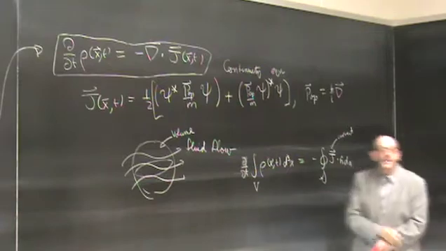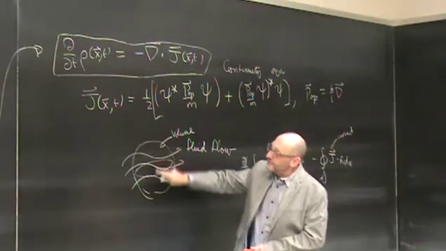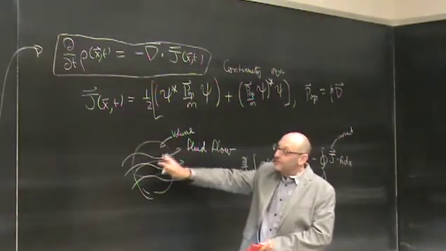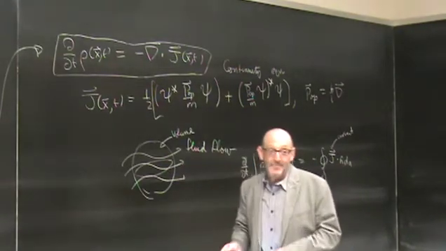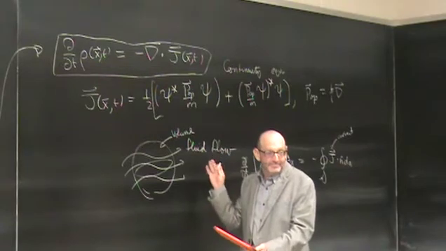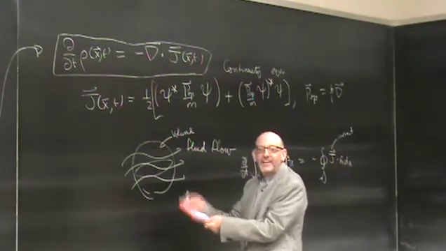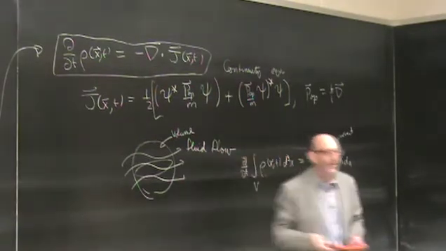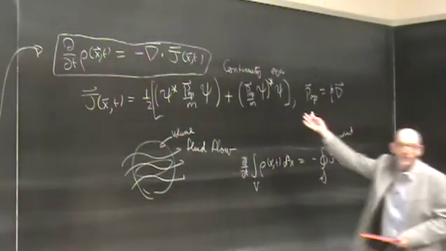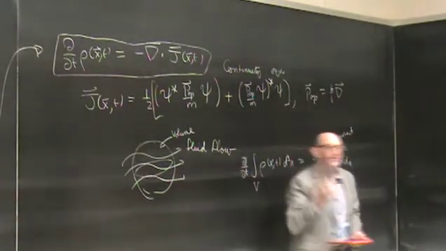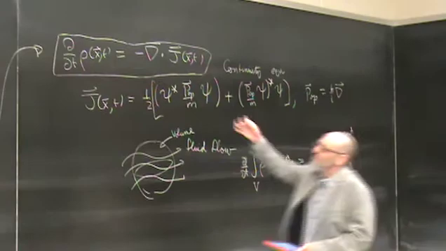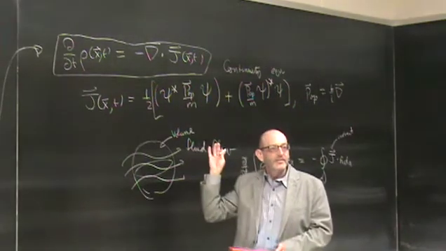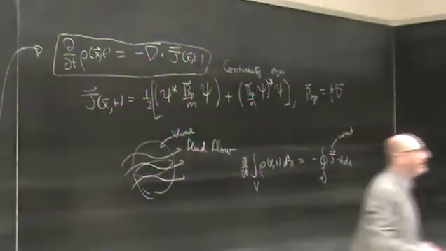Which is to say, if the stuff inside the volume is decreasing, the only way that can happen is if it's leaving. Stuff is neither created nor destroyed, it just moves around. That's what the continuity equation tells us: the stuff is neither created nor destroyed, it just moves from one place to another.